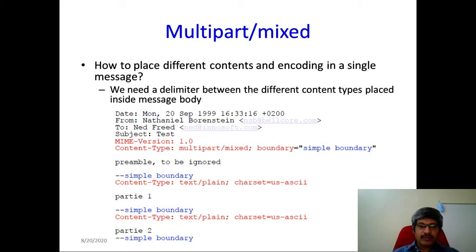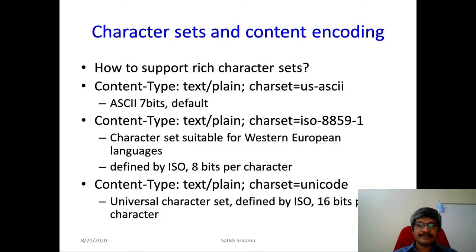Great. So now we have seen how we can put attachments into the files, and how you can have multiple types of content, different text files and different image files you can add. We have seen the headers. But one thing which we have not yet discussed is how to support multiple languages, how to support this sort of rich character set. That's a big problem.